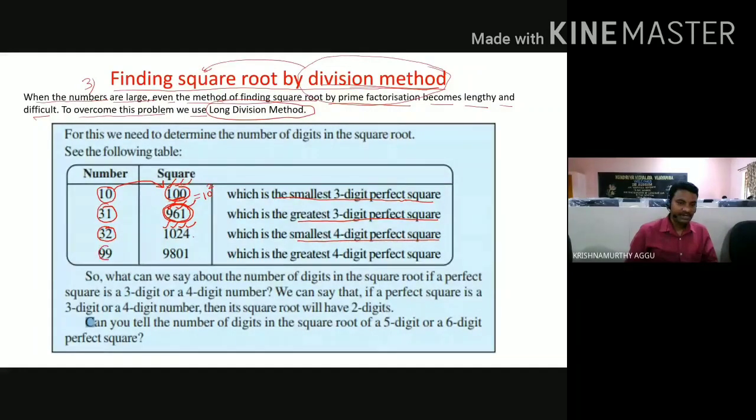If you take the number 99, 99 squared will be 9801. Here four digits are there: 1, 2, 3, 4. This is the greatest four-digit perfect square number.